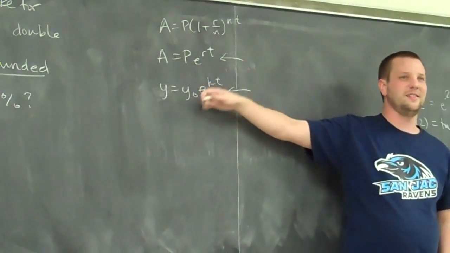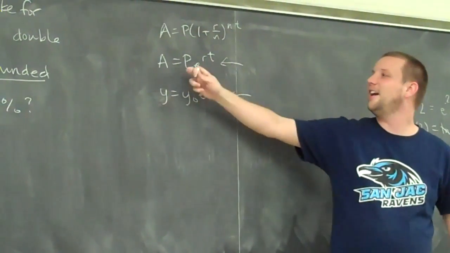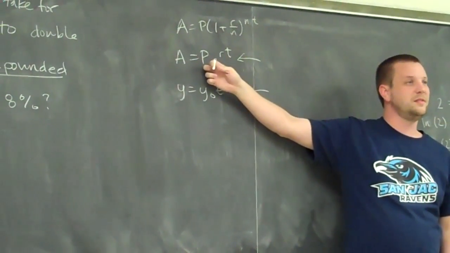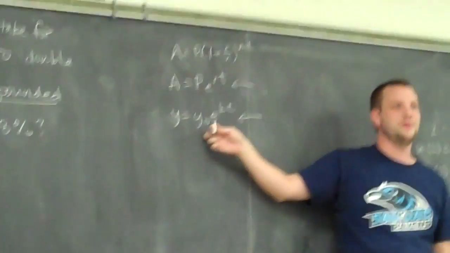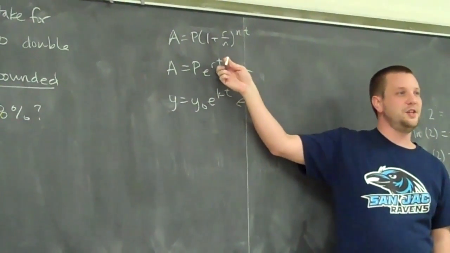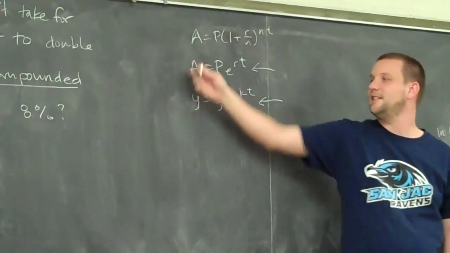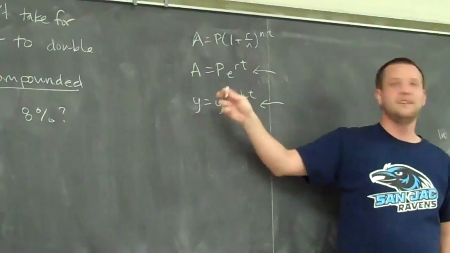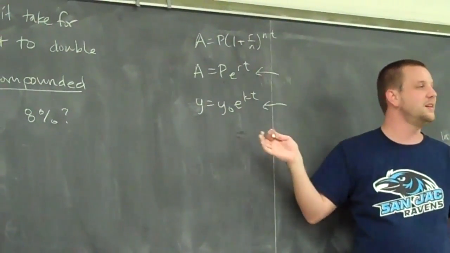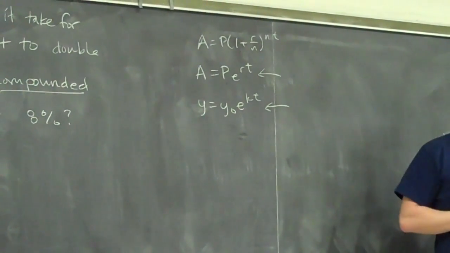What about these is different? The letters. Alright, what's the principle? In general, it's how much you start with, right? What's y sub 0? How much you start with. What's r? Your interest rate, your growth rate. T is time. This is how much you have. This is just a special case of this formula. It's the same formula. I'll still give you both, but it's worth pointing out that they're the same exact formula with different letters, right?